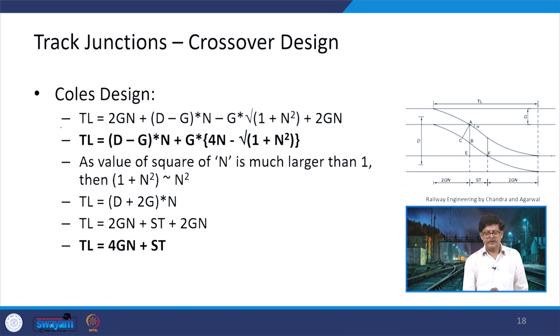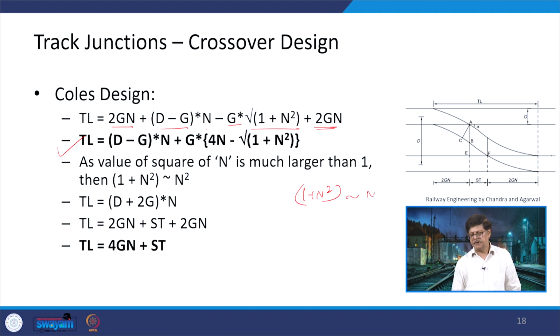So, here when we put the values, it is 2gn plus (d minus g) into n minus g into under root of 1 plus n square, plus 2gn on the other side. So, it gets solved to (d minus g) into n plus g into (4n minus under root of 1 plus n square). Now, it can be further simplified on the same philosophy, that this 1 plus n square can approximately be taken as n square. So, under root of 1 plus n square will be n. So, it is 4n minus n is 3n. So, it is 3gn and then there is minus gn here. So, it will be left as 2gn.